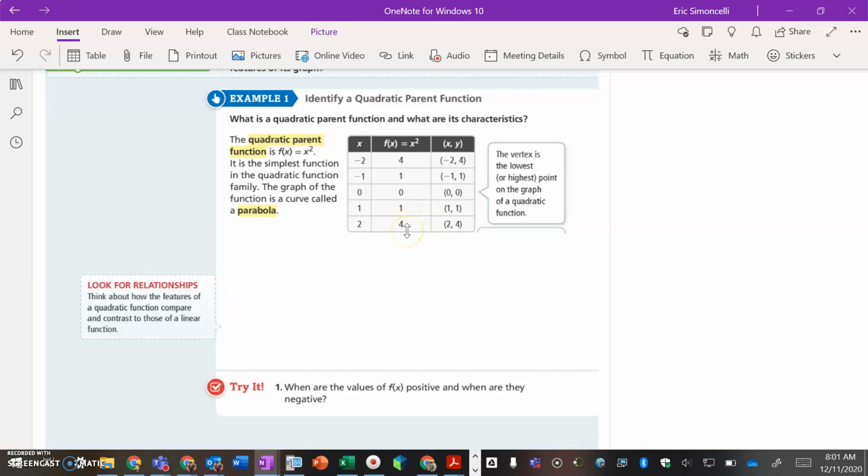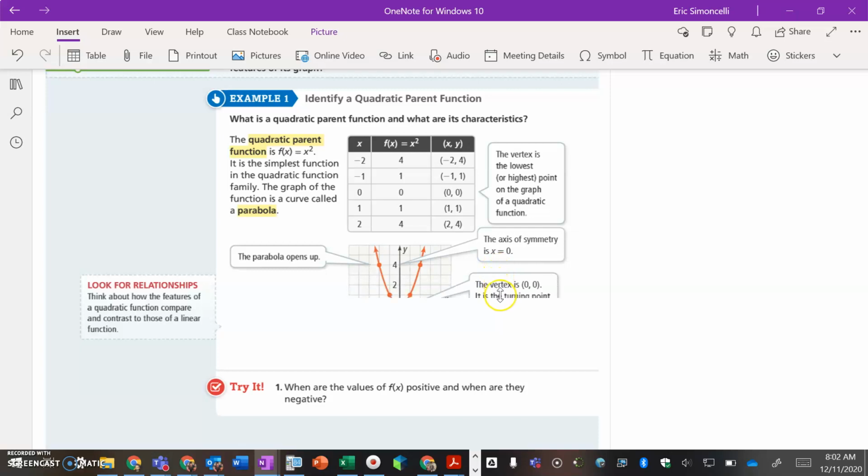There's another ordered pair, just for good measure. And then we'll also take a look at, as we've discussed again in the past, things like the axis of symmetry. And yes, here's your parabola, of which it does open up. And you can see things taking shape that we've, again, taken a look at before. The parabola opens up. The vertex is 0, 0. It is also called the turning point of the graph.